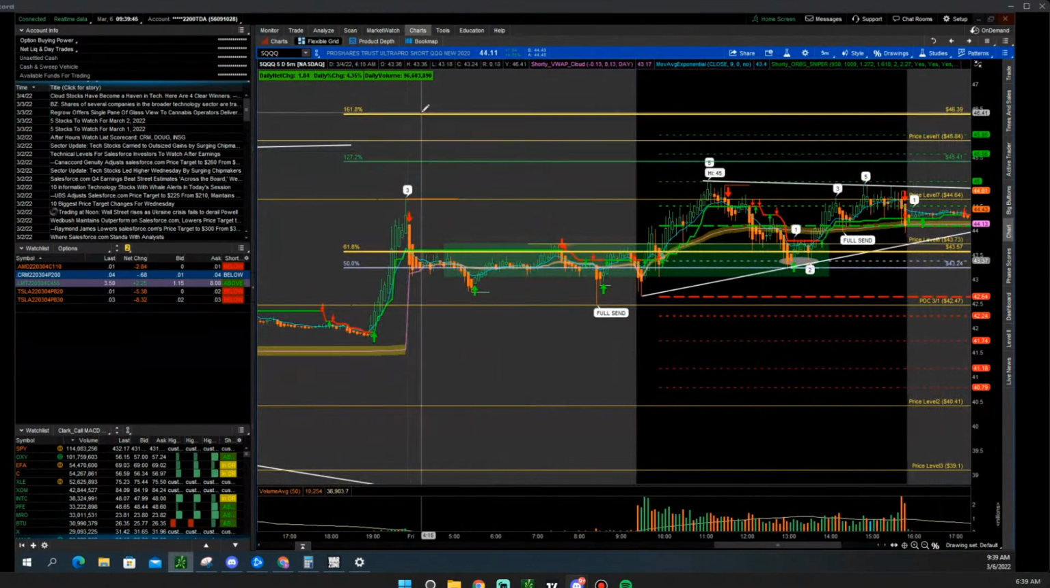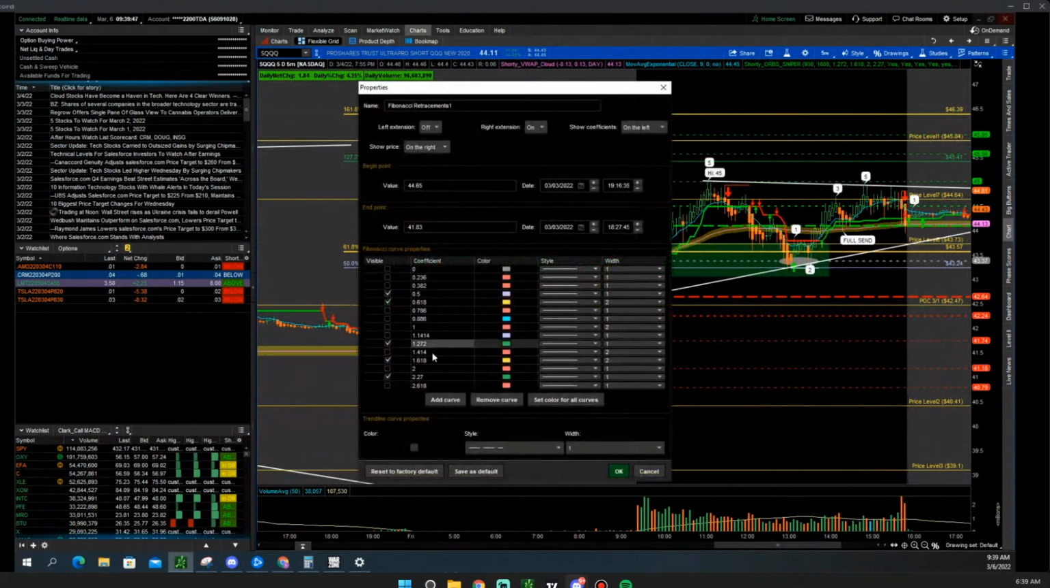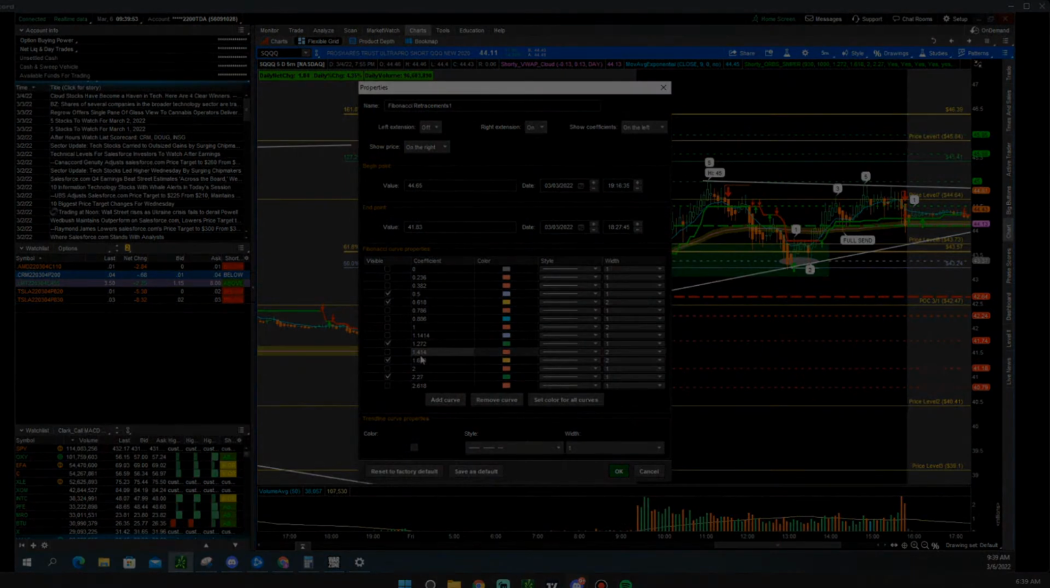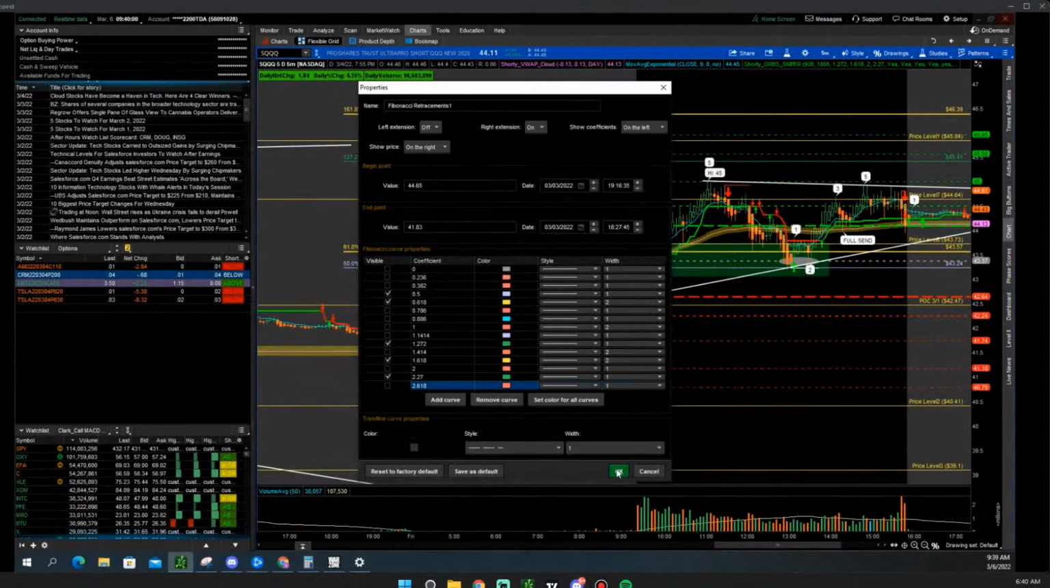As you guys know, I only care about these fibs. Some of you guys might care about more, which is okay. I use 50, 618, 1272, 1618, and you can add 227 and 2618. I just don't like too much stuff on my chart, so those are the only ones that I care about.